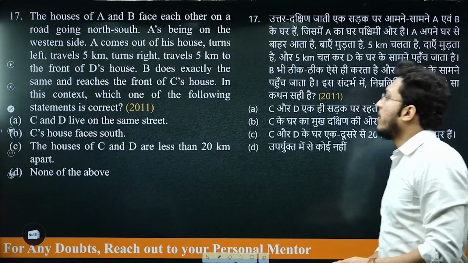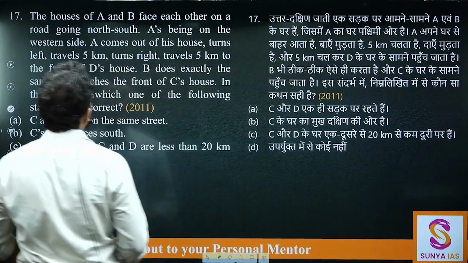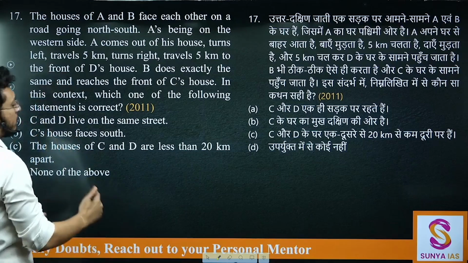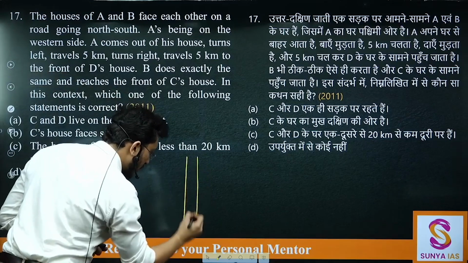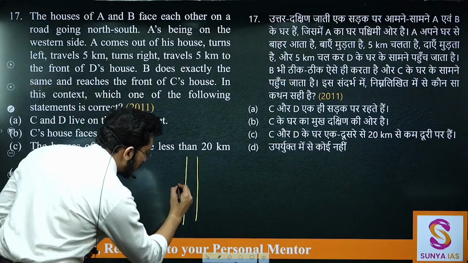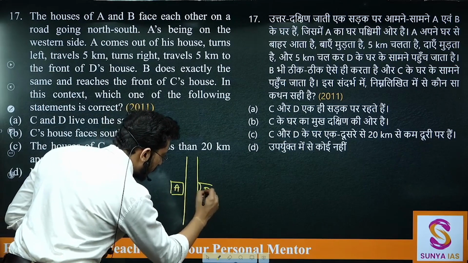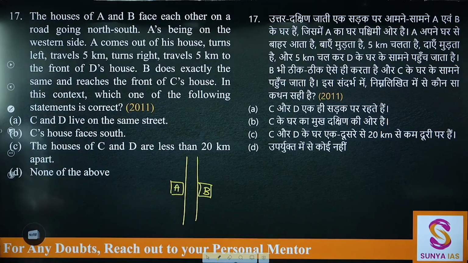The houses of A and B face each other on a road going north-south. So you have a road going north-south, and you have the houses of A and B facing each other. They are on this road and they are facing each other.